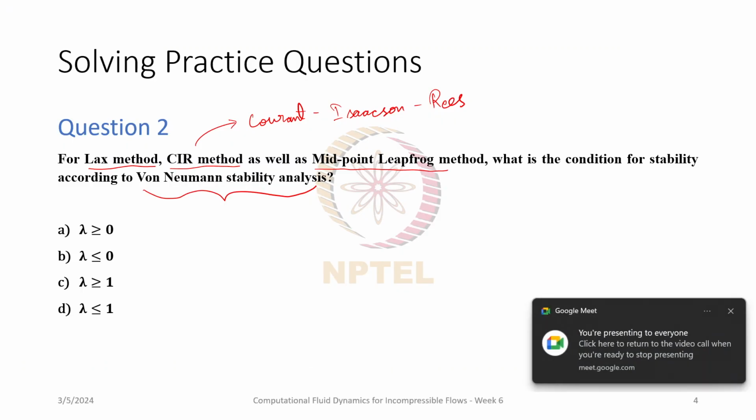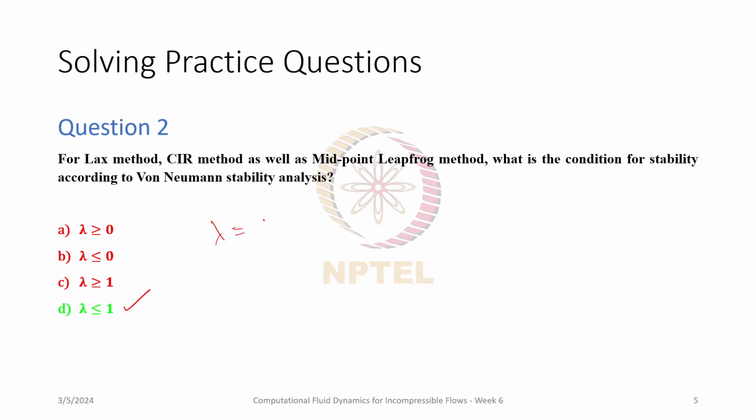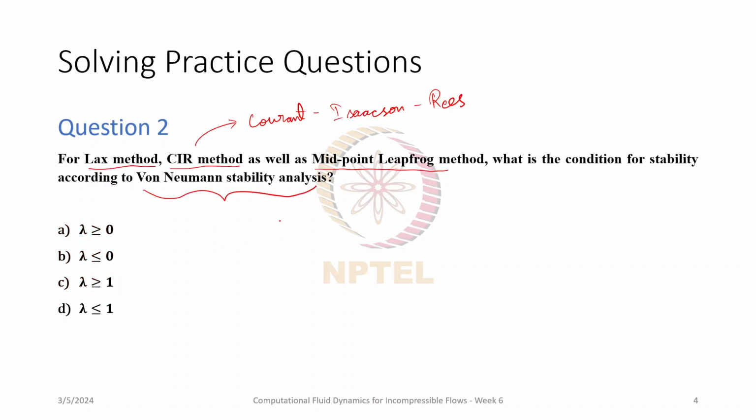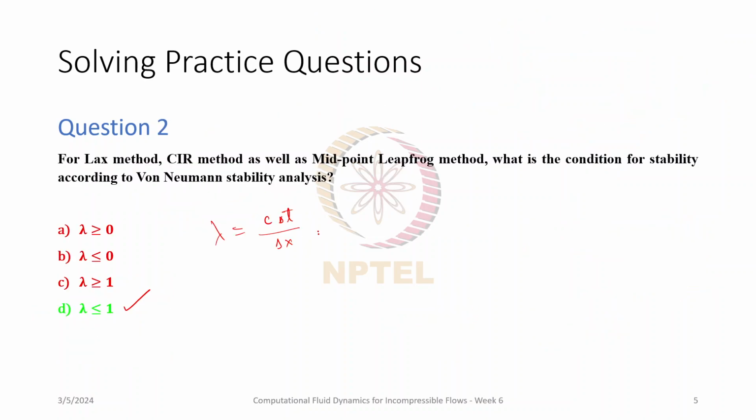Okay, let's have a look at the solution. It's actually option D. This is something which we discussed earlier. So the Courant number, lambda, is C into delta T over delta X. I think I told this incorrectly earlier once. So here also I'll write it down. Lambda would be C delta T over delta X. So this has to be less than or equal to 1.